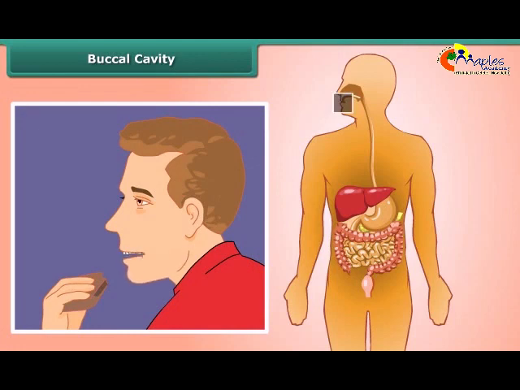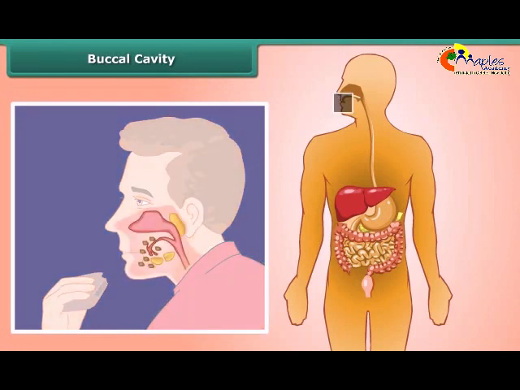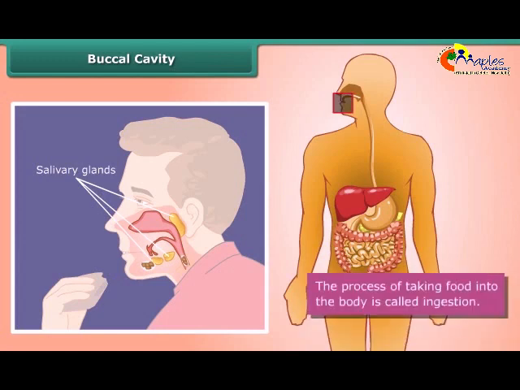Mechanical digestion breaks food into smaller pieces, and saliva in our mouth, produced by salivary glands, causes the breakdown of starches into sugars. This process of taking food into the body is called ingestion.